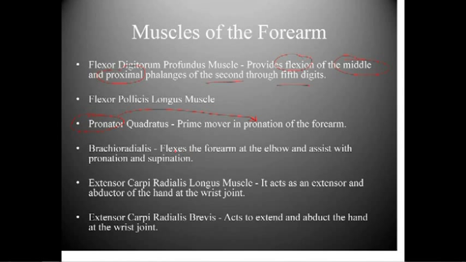We also saw the brachioradialis, which flexes the forearm at the elbow and assists with pronation and supination. So the brachioradialis is going to be for flexion and pronation and supination. The extensor carpi radialis longus muscle acts as an extensor and abductor of the hand at the wrist joint. So because it is an extensor, its function is going to be extension, but it also functions as an abductor of the hand. The extensor carpi radialis brevis acts to extend and abduct the hand at the wrist joint.